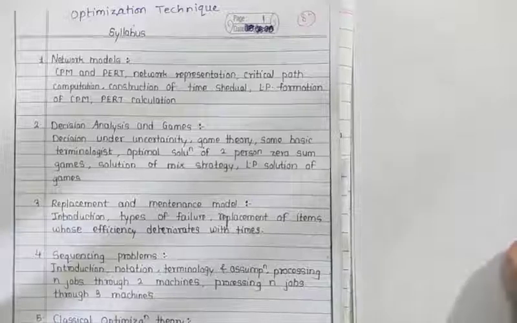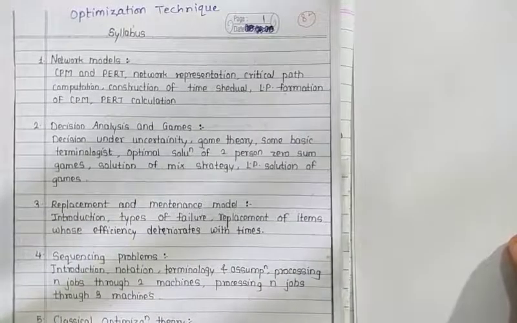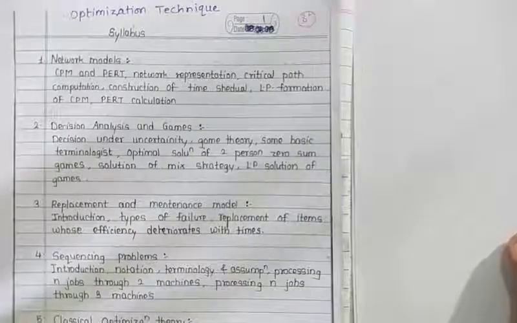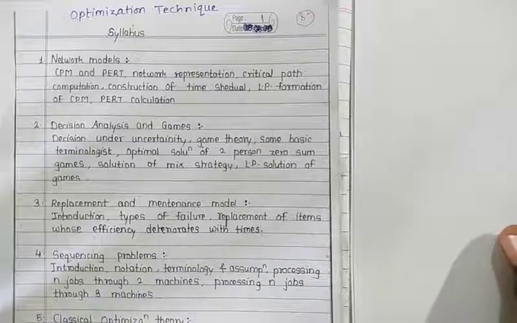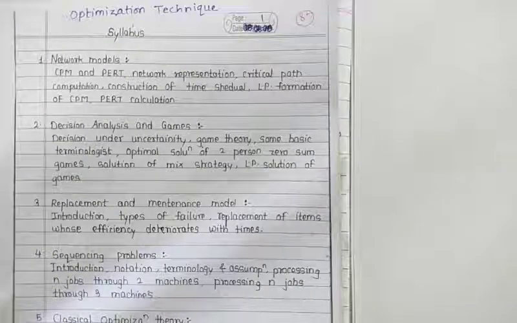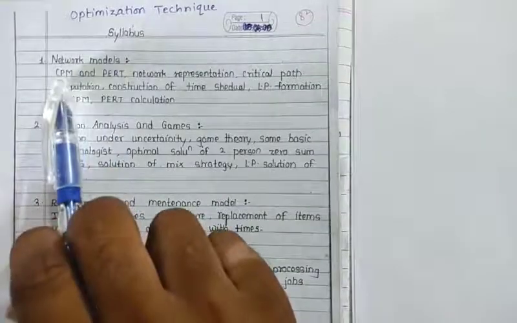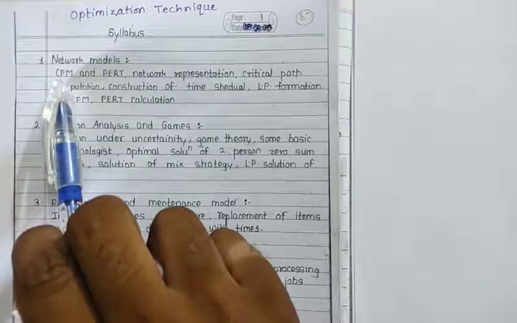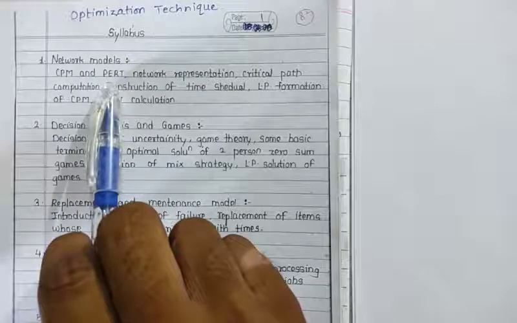Hello students, in this lecture we are going to start a new course which is Optimization Technique. The syllabus for Optimization Technique: the first chapter is Network Model. In this chapter we will see CPM and PERT. What is CPM? CPM is Critical Path Method and PERT is Program Evaluation and Review Technique.